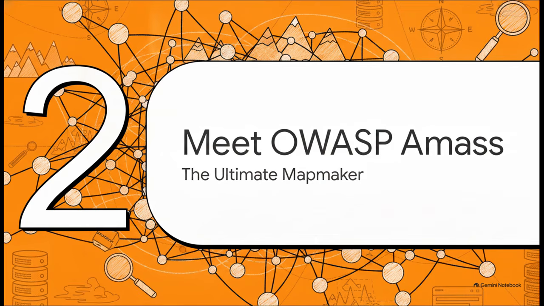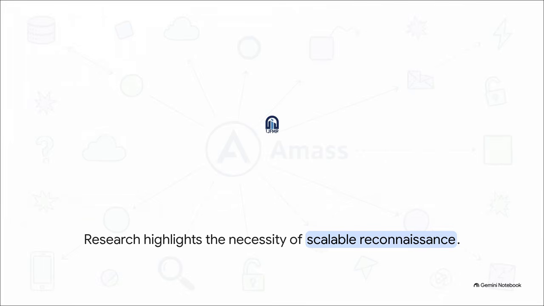Moving on to Section 2. Meet OWASP Amass. You know, academic research, like a fascinating paper from the International Journal for Multidisciplinary Research, heavily stresses this one core point. The rapid growth of cloud infrastructure requires scalable and automated reconnaissance techniques. Doing traditional, manual information gathering, it simply cannot keep up with the speed at which developers are deploying new internet-facing assets today. You absolutely need an automated workhorse to do the heavy lifting.